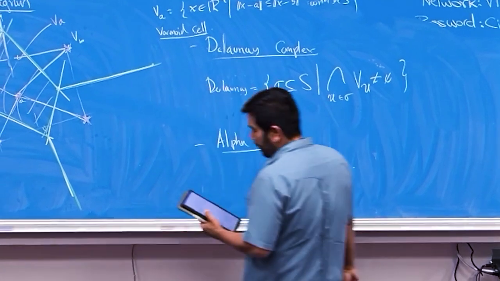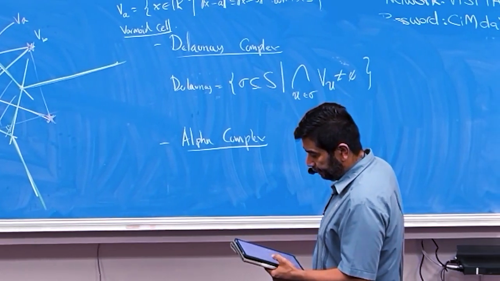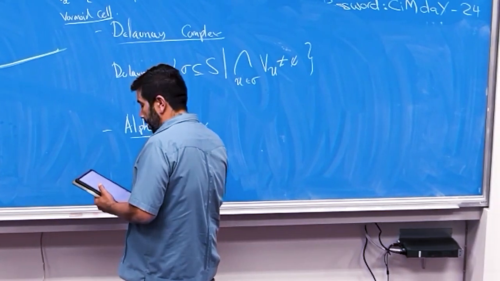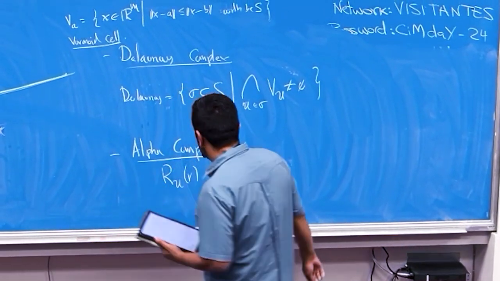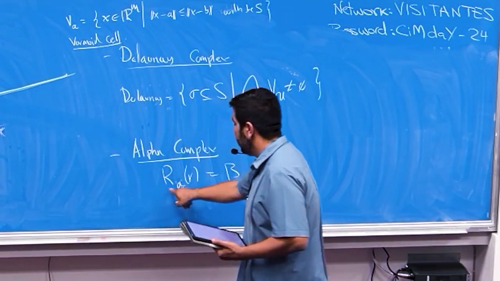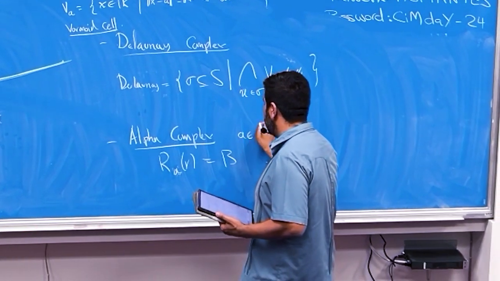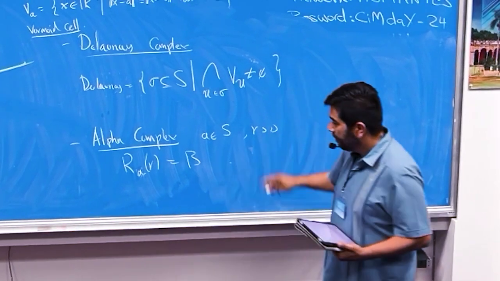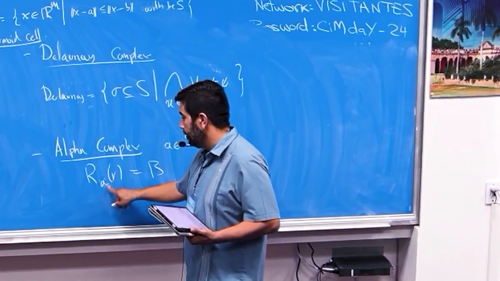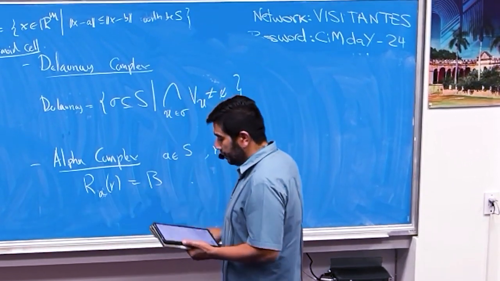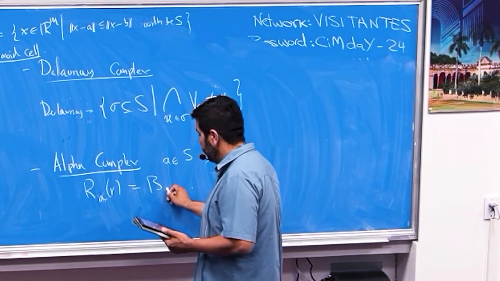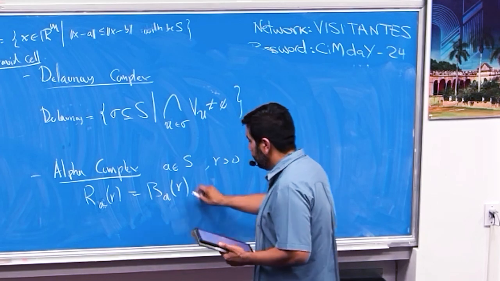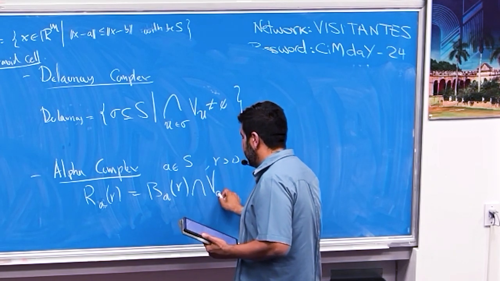The alpha complex is defined by taking balls. Given A in S, you define an R, a real number bigger than 0. You define R sub A R as the intersection between the ball of radius R and center A with the corresponding Voronoi cell.